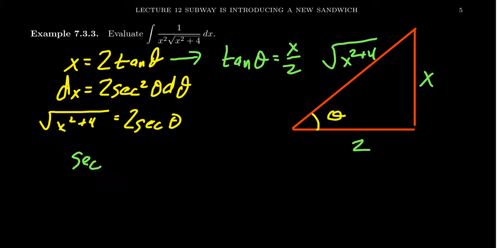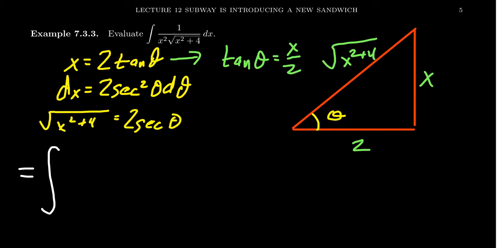Secant theta equals the hypotenuse over the adjacent side. Clearing the denominators gives us the identity that we want here. And so again, however you prefer to do it, you need to establish the fact that the square root of x squared plus 4 is equal to 2 secant theta. That's going to be useful in this substitution. So now let's go about and translate the integral from the x variable to theta here.